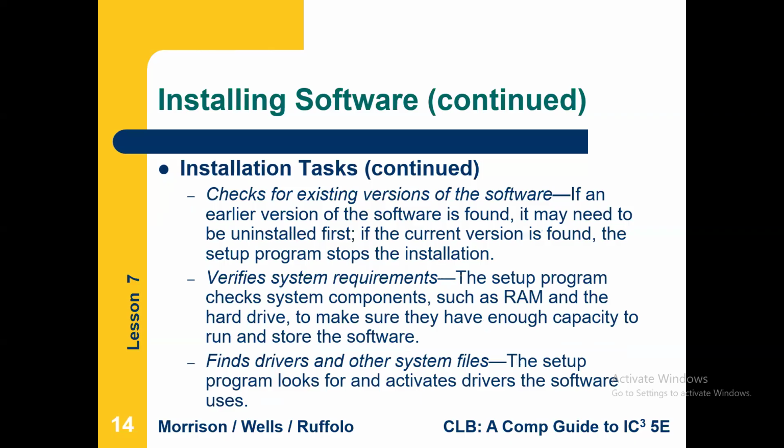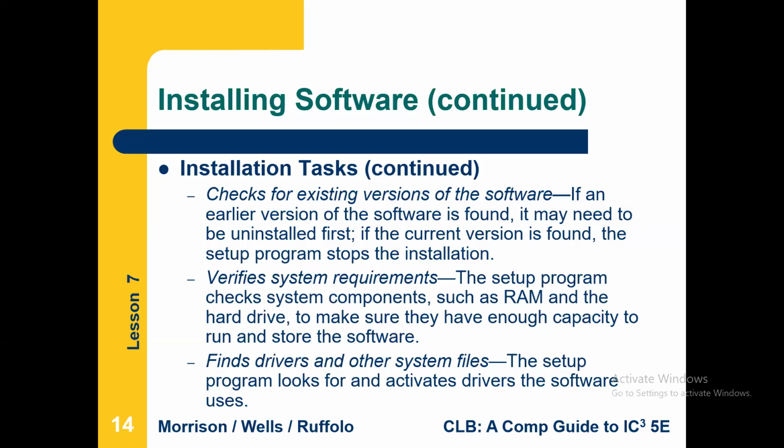Then the next thing it does is check for an existing version of the software. If I already have an older version of the software and it is found, then the operating system will tell me that there is existing software on it. If it is an earlier version and you now have a current one, then the setup will tell you whether to do an update or to stop that installation. Sometimes you need to uninstall the existing software before you install the current one.